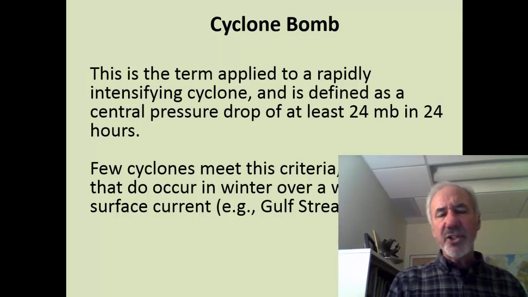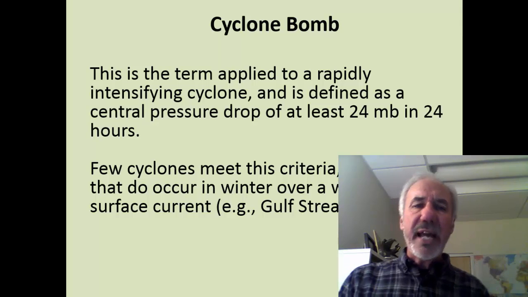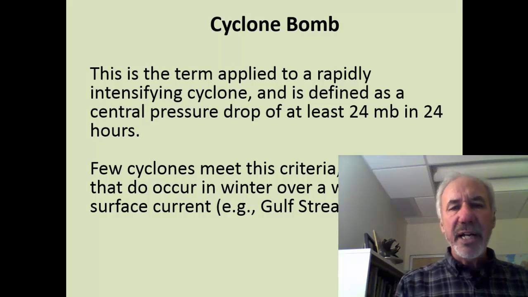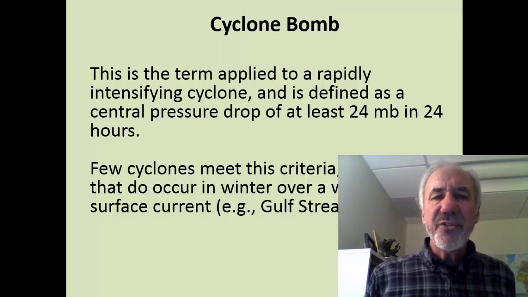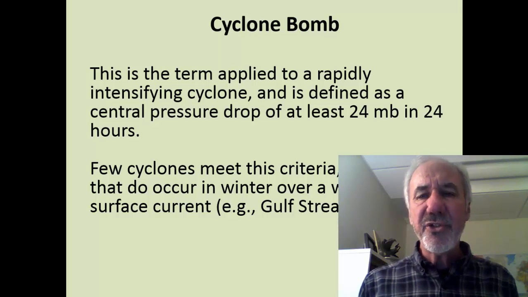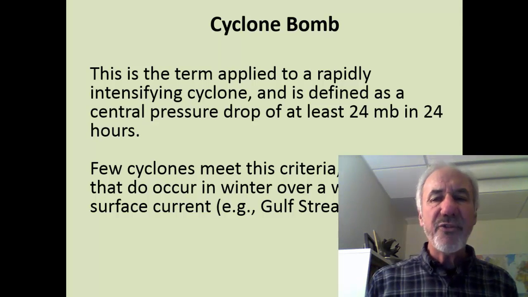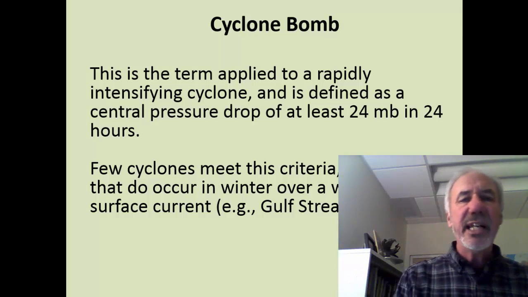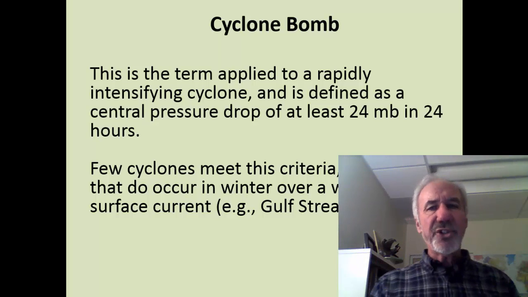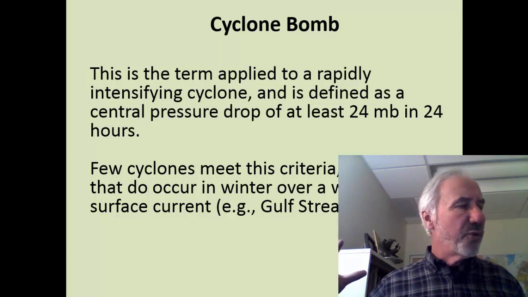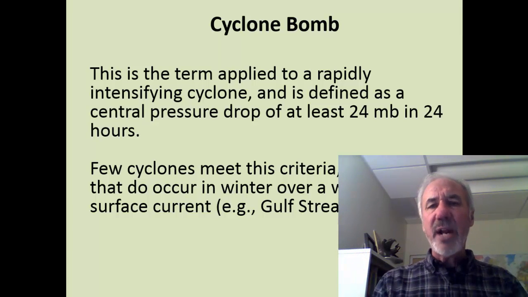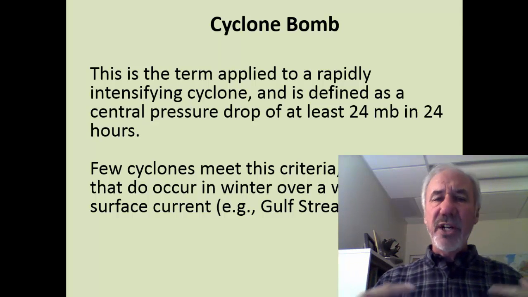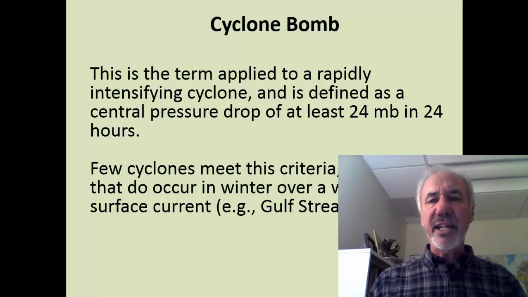There's a term that meteorologists will sometimes use, a bomb or a cyclone bomb, and you will see this occasionally used in meteorology, but it does have a definition to it. It's defined as a central pressure drop of at least 24 millibars in 24 hours. So think about what that means. It means that this low pressure system is developing incredibly rapidly. And these things can develop very strong winds, very intense precipitation.